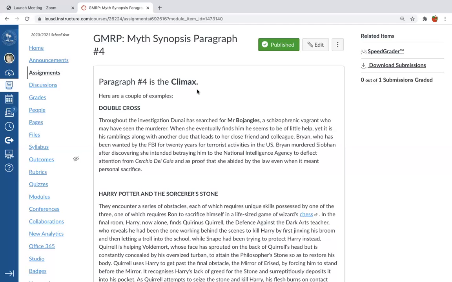So, obviously, because the whole time in this book, it's been leading up to trying to find out who the murderer was, or how she was, not how she was murdered, but who it is and why. That's the climax of Double Cross.